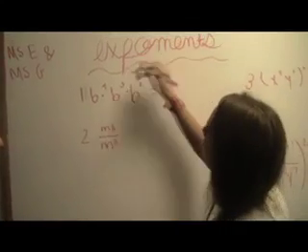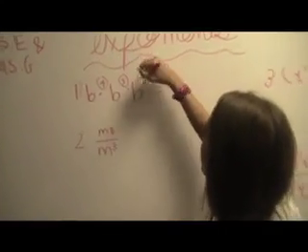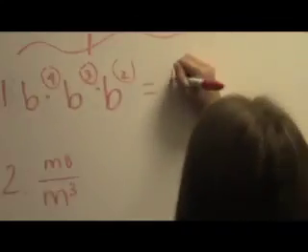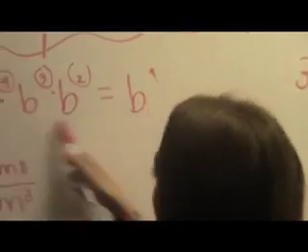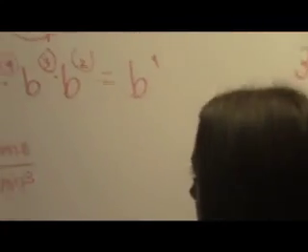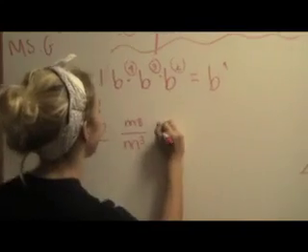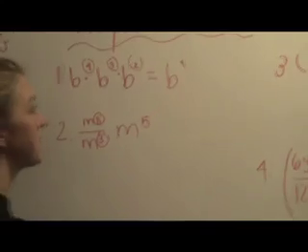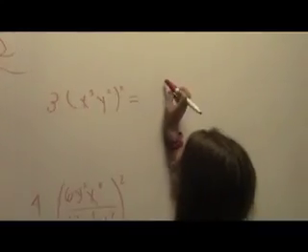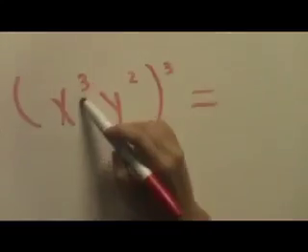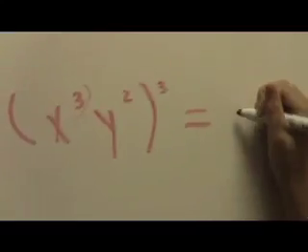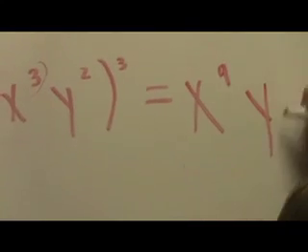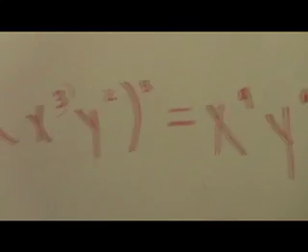For number 1, all you want to do is just add your exponents. So 4 plus 3 plus 2 equals 9, so it would be b to the 9. Your b's just stay the same. And when you have division, you have an m, and then you subtract these two numbers, so it'll be m to the 5th power. And then for number 3, you want to take 3 times 3, so it would be x to the 9. 2 times 3 would be y to the 6th. That's your answer.